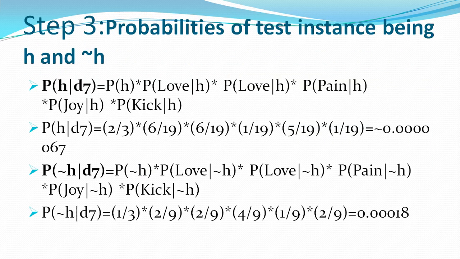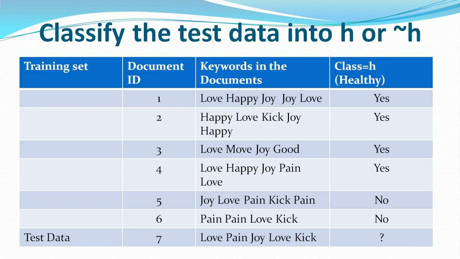Okay, let's go towards step 3. Here step 3 is very simple, since in step 1 we have calculated prior probability, and in step 2 we have calculated conditional probability. In this particular step 3, probabilities of the test instance being H and negation of H need to be calculated. Right now we have done everything until here. So we have calculated from here to here, that is both for class H and class negation of H. But now let's come back to our problem statement.